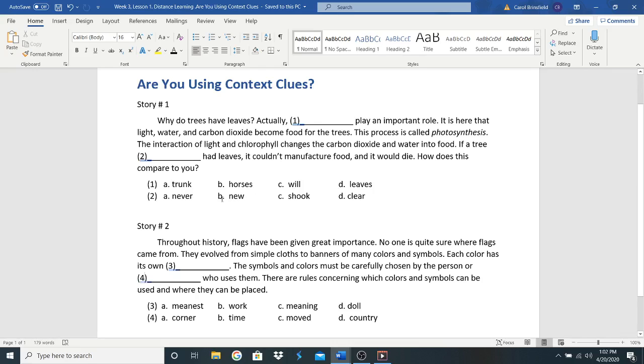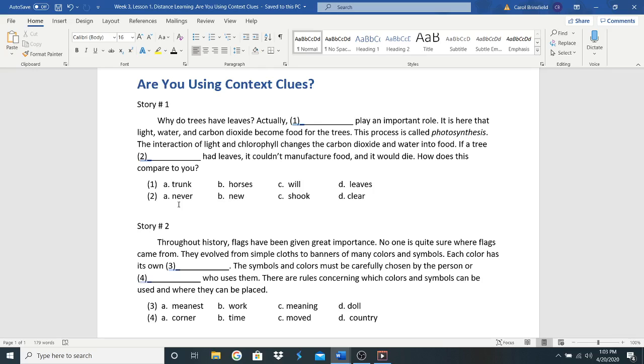Let's go on to number 2. And let's start at the beginning of that sentence, which is right here. If a tree blank had leaves, it couldn't manufacture food and it would die. So let's try A, never, B, knew, C, shook, D, clear. Have you got an answer in mind? You do? All right. Let's try each one. If a tree never had leaves, it couldn't manufacture food and it would die. Well, that's a definitely maybe word because that works, doesn't it? And it makes sense.